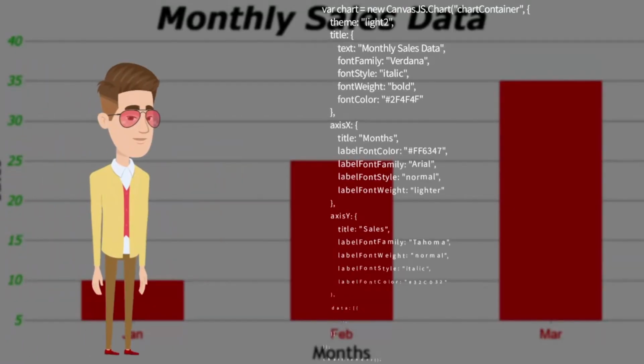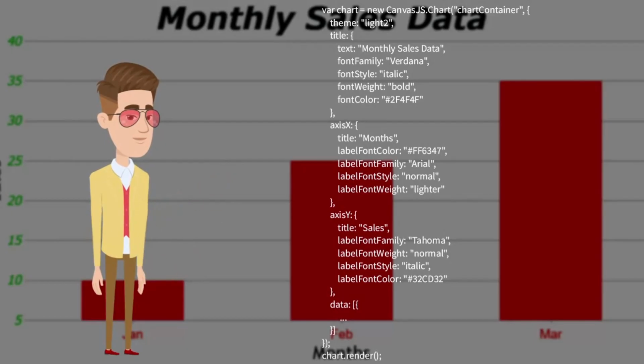Let's take your chart's appearance even further by customizing fonts. With CanvasJS, you can control the font family, font style, and font weight of key elements like titles, axis labels, and index labels in data points. Proper font choices can make a huge difference in readability and visual appeal. Let's explore how to refine your chart's typography to create a more professional and cohesive design.